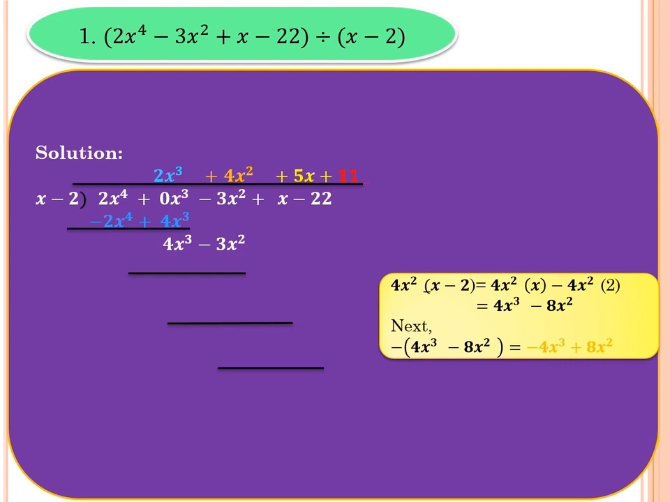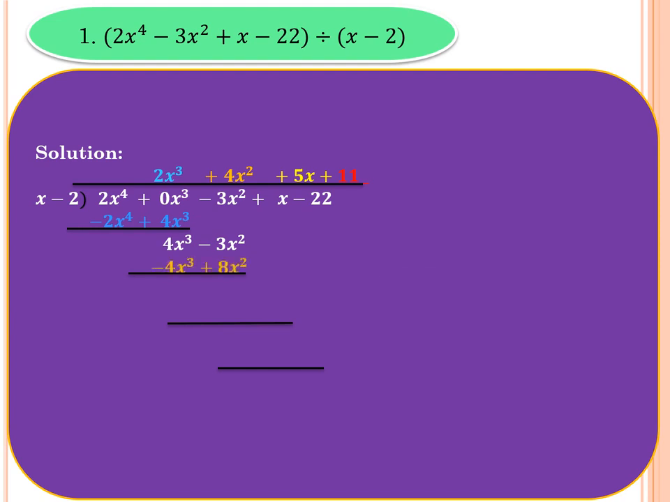Now, since this would also be a subtrahend for the next operation, again, we change its sign. So, from positive, it becomes negative 4x cubed, and from negative 8x squared, it becomes positive 8x squared. Okay? So, adding these two, we will have 5x squared plus x. So, 5x squared would be the first term of our new dividend. So, 5x squared divided by x becomes 5x.